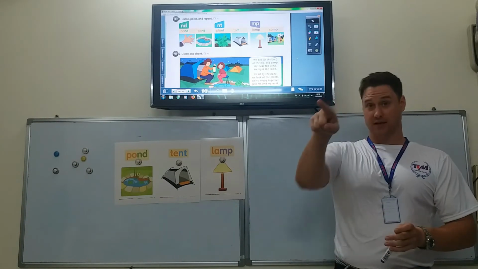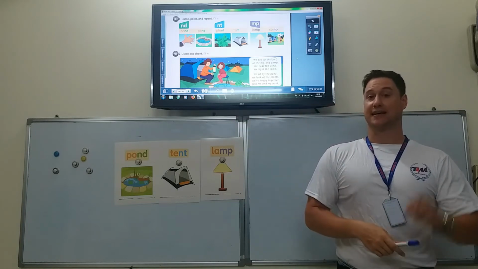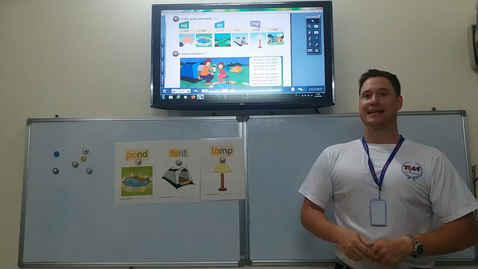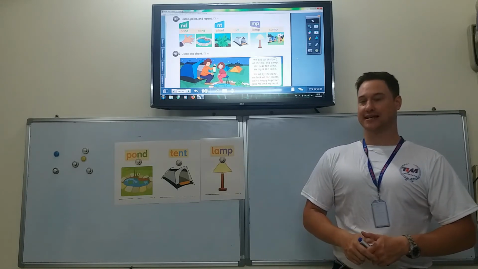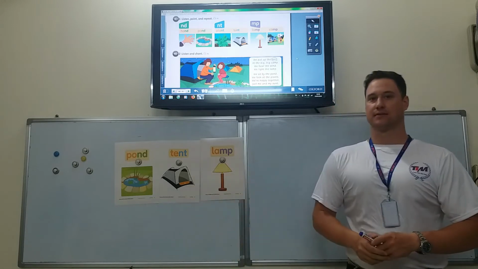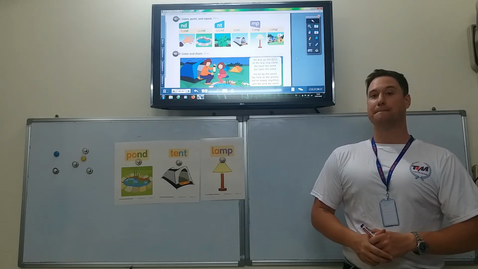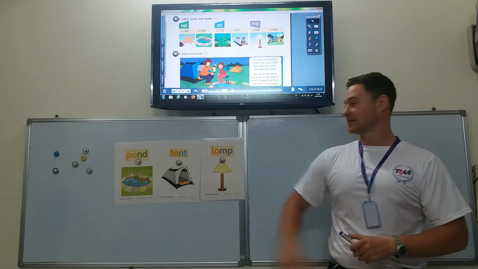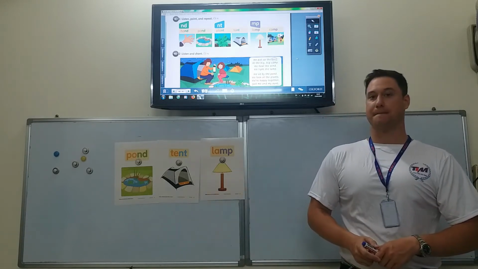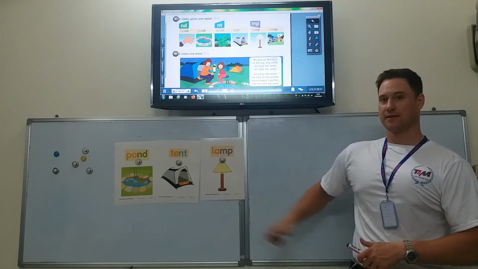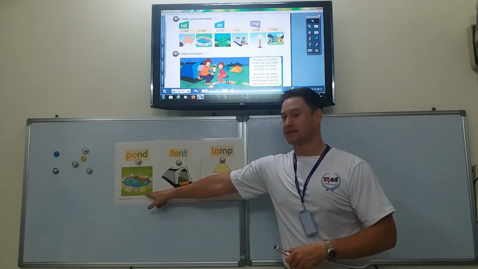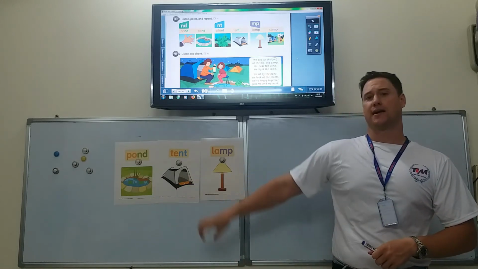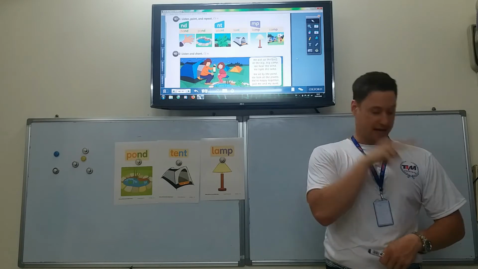Can you point? Point to the word that I say. Listen to the word and point. Tent. Tent. Tent, lamp, pond, tent. I only have 3 cards, so now look at your book.